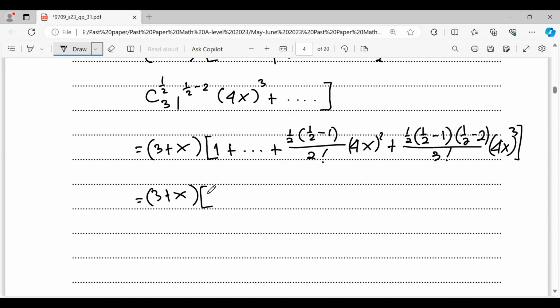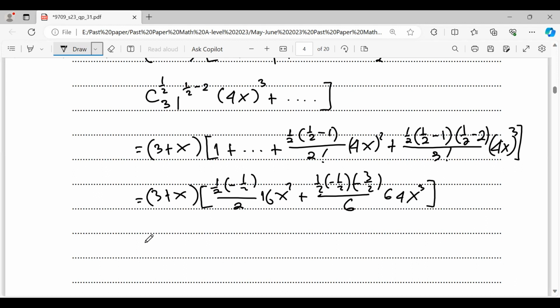Okay, so it means it's gonna be half times minus half over 2, 16x squared. This one is half, negative half, negative 3/2, okay, 6, because 3 factorials, and times 64, x cubed. It becomes 3 plus x, okay. This one becomes negative 1/8, okay, times 16 x squared. And this one becomes 2 times 2, okay, equals 8.